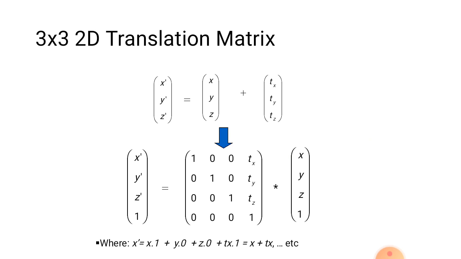Here in the 3x3 translation matrix, we represent x', y', z' as x plus tx, y plus ty, z plus tz. In OpenGL, this can be written as x', y', z', 1 equals the matrix 1 0 0 tx, 0 1 0 ty, 0 0 1 tz, 0 0 0 1 times x, y, z and 1, where x' is equal to x dot 1 plus y dot 0 plus z dot 0 plus tx, which is x plus tx, and so on.